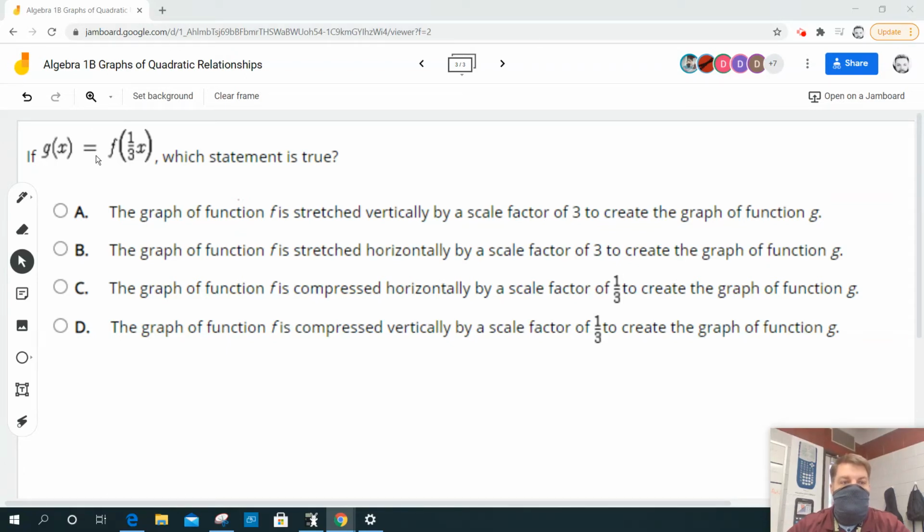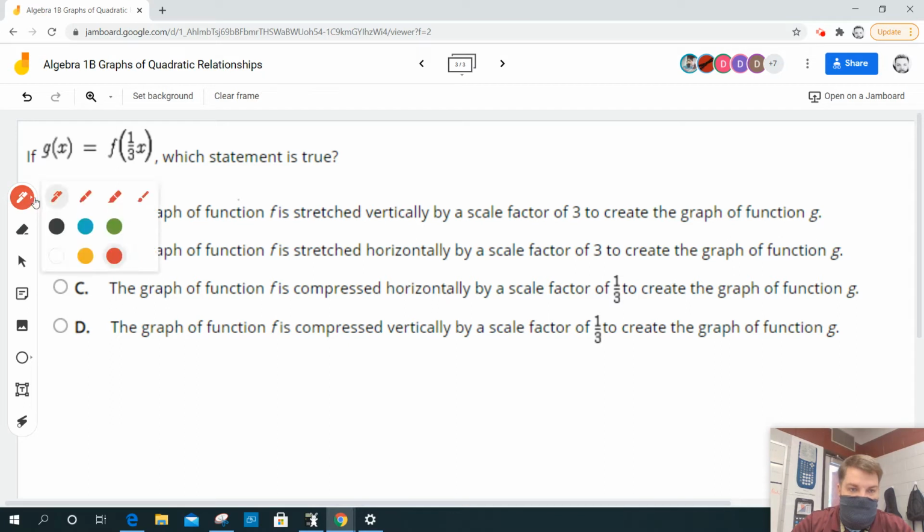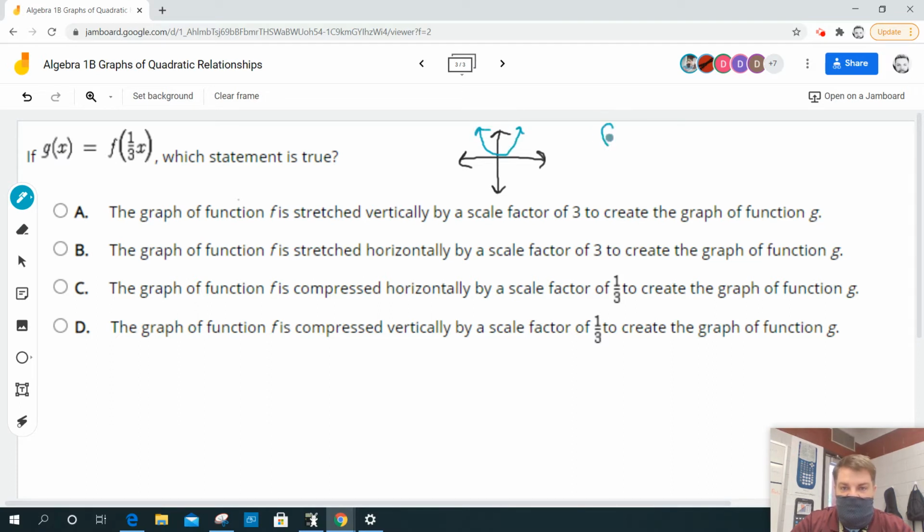All right, so it says if g of x is equal to f of 1/3 of x, which statement is true? Now remember on our other problem, when we graph this, we're going to graph it and then see what it does. On our last problem, we had f of x that kind of looked like this, right? And I'm assuming that f of x is a quadratic because this is the quadratic section, so f of x is equal to x squared.